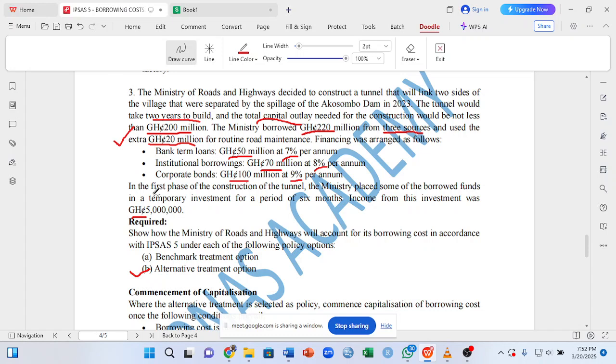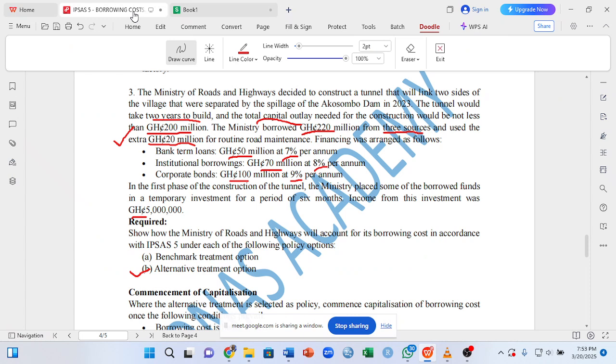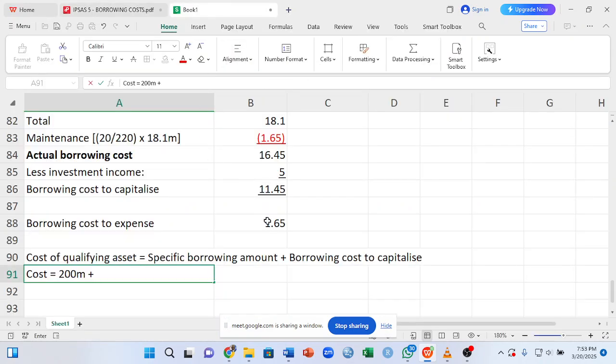It's going to be the 200 million, not the 220 million. Why is it not the 220 million? 20 million out of the 220 relates to the road maintenance, which is an expense. So it's really the 200 million that relates to the qualifying asset, which we are going to consider. So we'll add the borrowing cost to expense, which is 1.65 million. So that will give us 201.65.